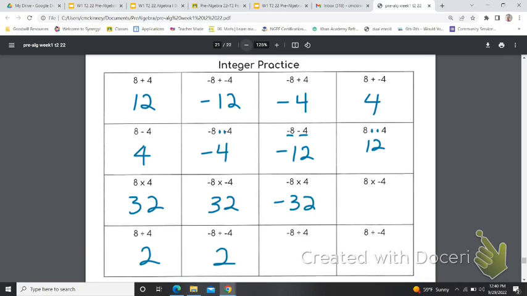And then remember the multiplication and division rules. If the signs are different, you're going to get negative answers. Doesn't matter who's bigger. If they are different, it will be negative answers. And if the signs are the same, like that bottom left section, even when it's two negatives, we get a positive.